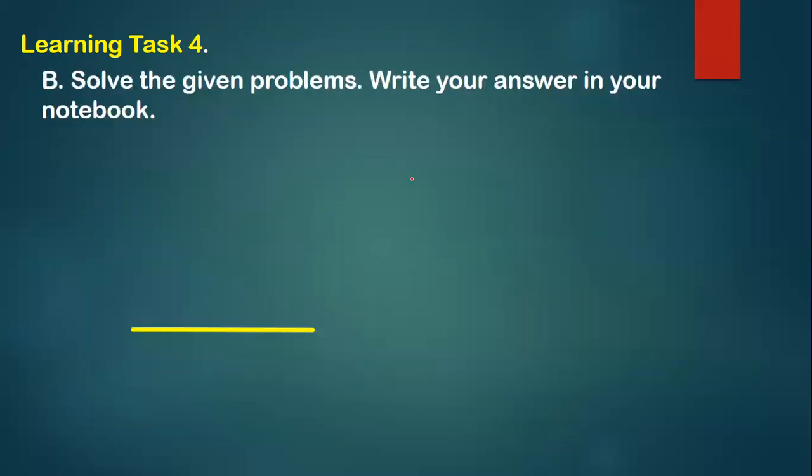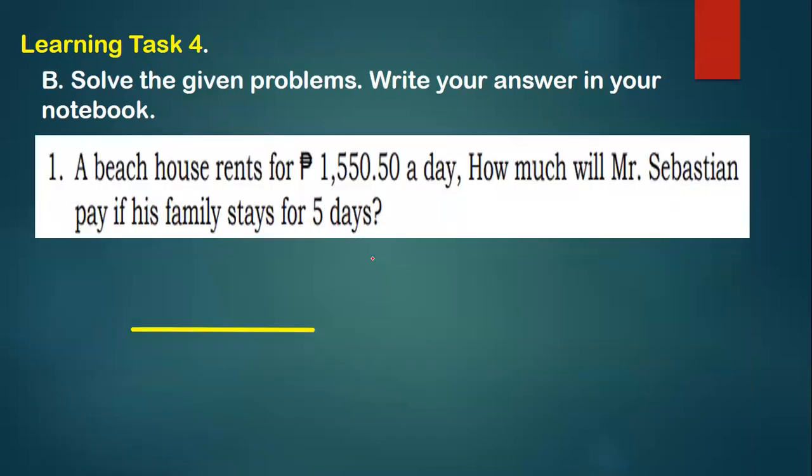Learning task 4 tayo. Solve the given problems. Write your answer in your notebook. Okay? Learning task 4, B. A beach house rents for 1,550 and 50 cents a day. How much will Mr. Sebastian pay if his family stays for 5 days? Okay. Si Mr. Sebastian ay nagrenta ng beach house. Mayaman siya. 1,550 and 50 cents a day. So magkano daw ang kanyang babayaran kung tumira siya doon ng 5 days? Okay. So ang gagawin lang natin, multiply natin tong rent per day sa 5 araw. So that is just 1,550 and 50 cents multiplied by 5 days.